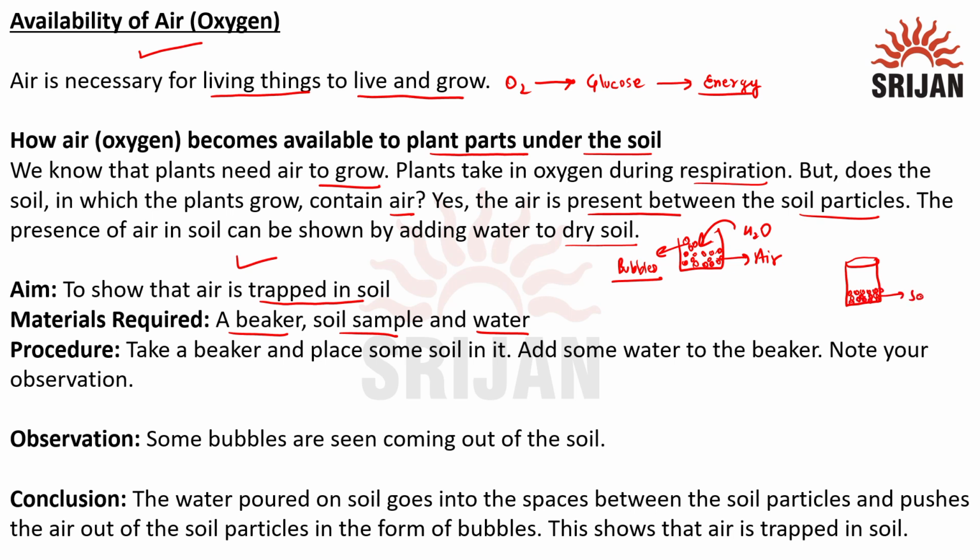This is the soil. Okay, now add some water into the beaker, and we are adding water, that is basically H2O, into the beaker. And note your observation. By adding water to this soil, we will observe that some bubbles are seen coming out of the soil. There will be some bubbles on the surface of the soil. These are the bubbles. From here we can conclude that the water poured on the soil goes into the spaces between the soil particles and pushes the air outwards, which comes out in the form of these bubbles, and hence we can conclude that air is present in the soil.